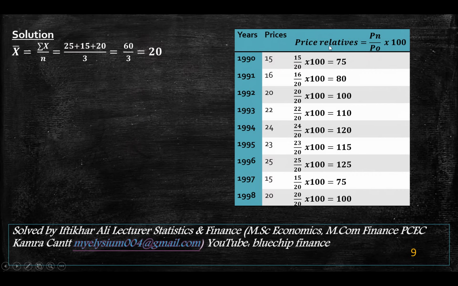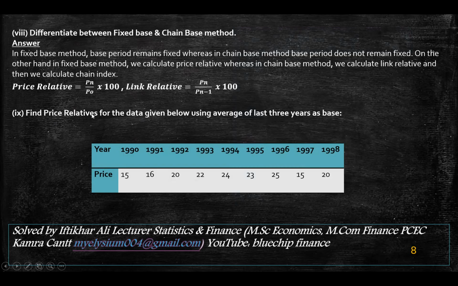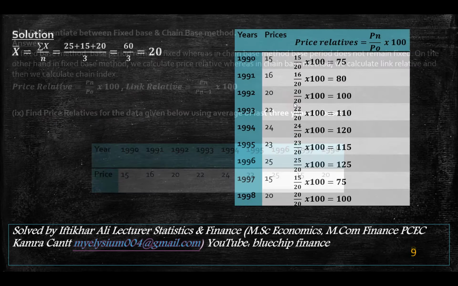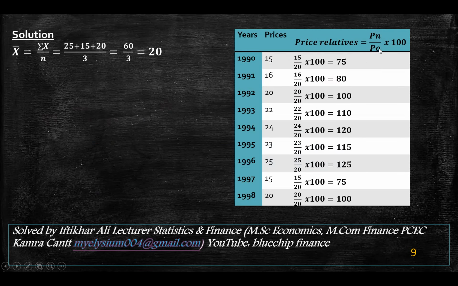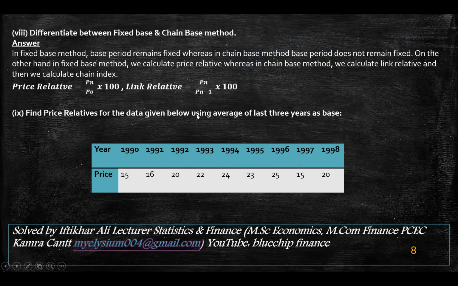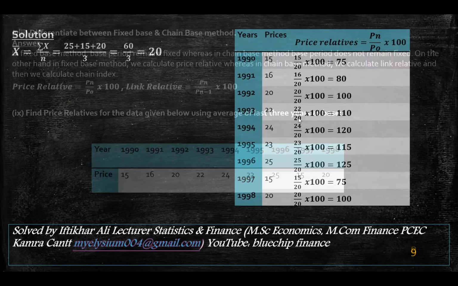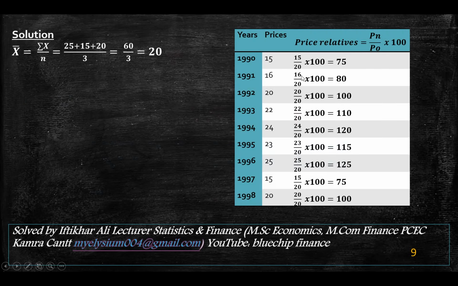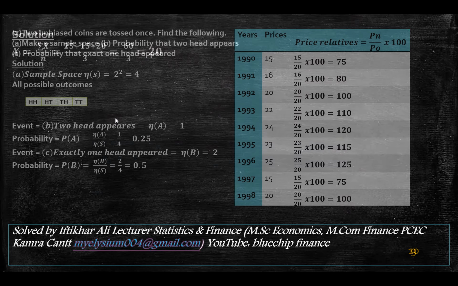Because we are going to calculate price relatives, the price relative formula is Pn divided by P naught multiplied by 100. Pn is the current price and P naught is the average, which is asked in the question, using the average of the last 3 years as base. So the base is that average. So 15 divided by 20 multiplied by 100, 16 divided by 20 multiplied by 100, 20 divided by 20 multiplied by 100, and so on. In this way we can calculate price relatives.